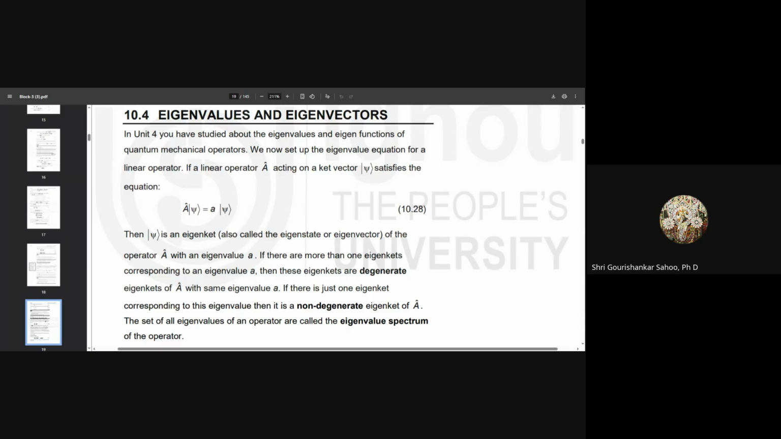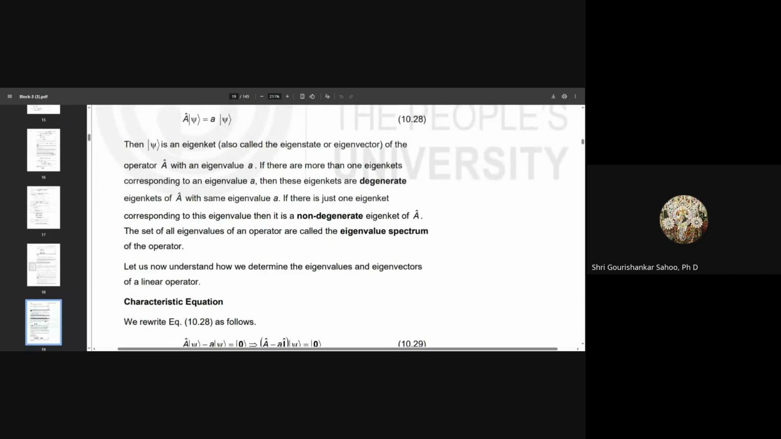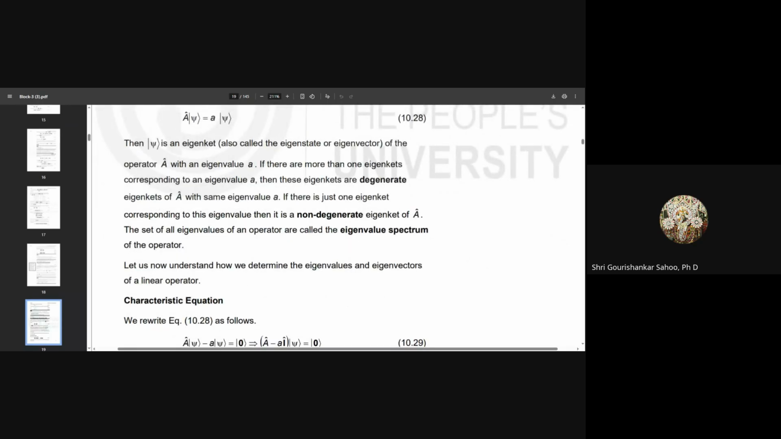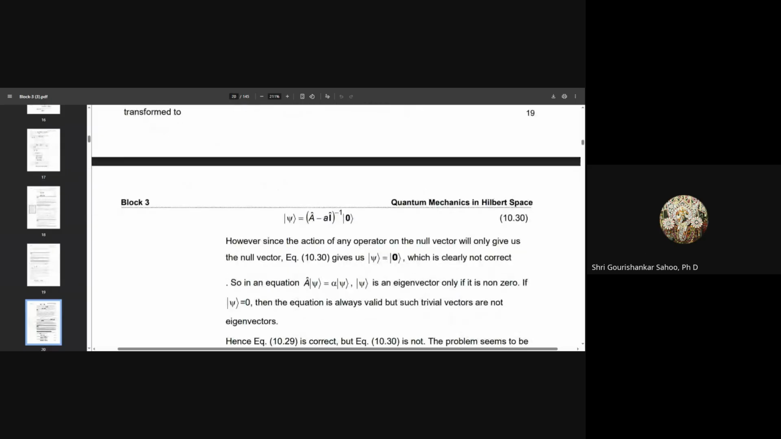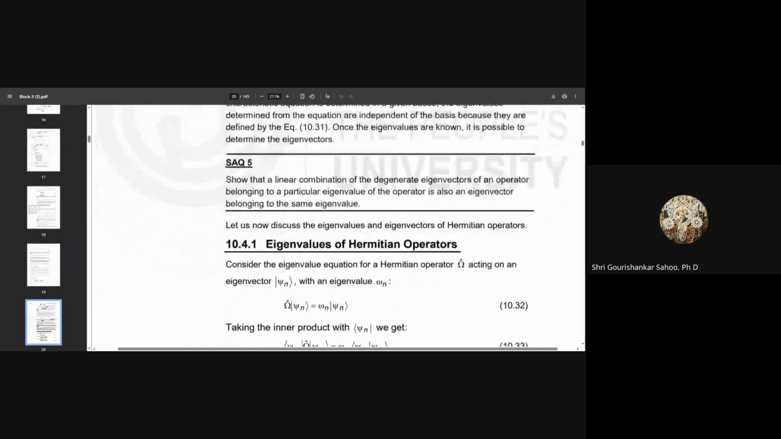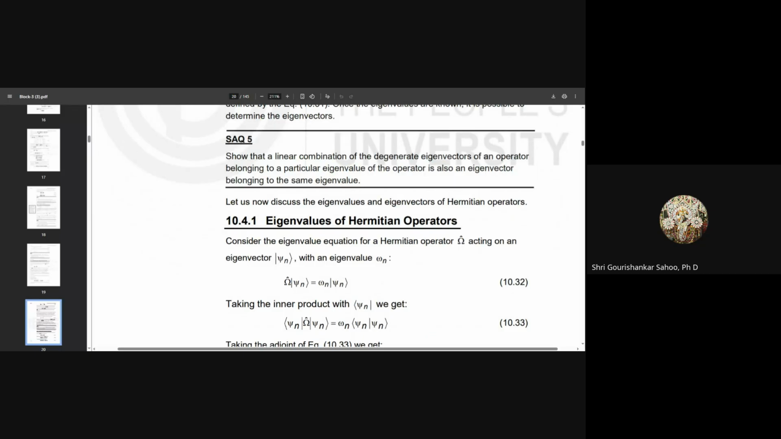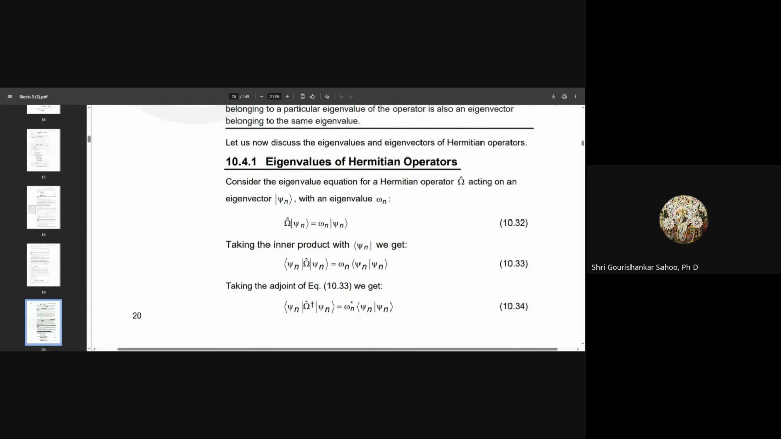If it has only one value, you can say it is non-degenerate, which you have discussed in your harmonic oscillator and hydrogen atom problems. Similarly, you can have an eigenvalue spectrum for the set of all eigenvalues of an operator, and then your characteristic equation, how you can solve it and how you can get the values. There you have the differential equation, and here you have a matrix representation.